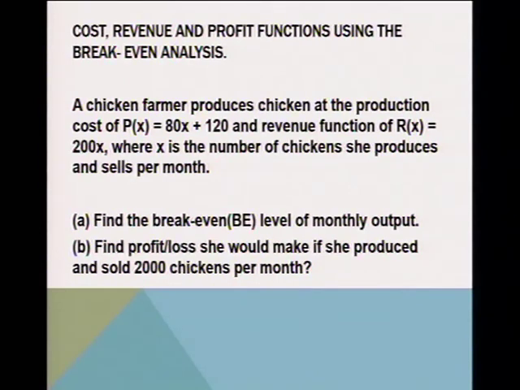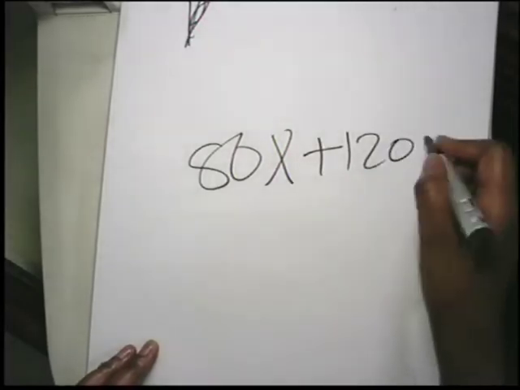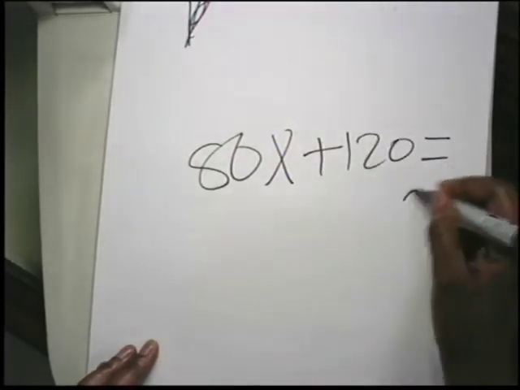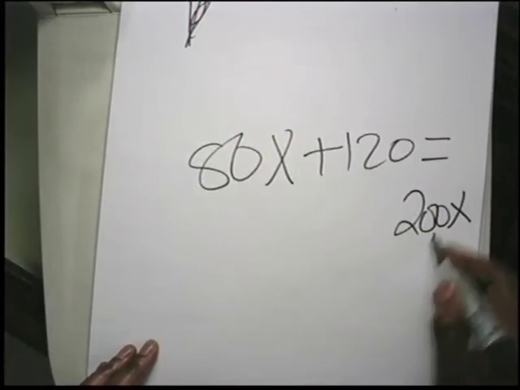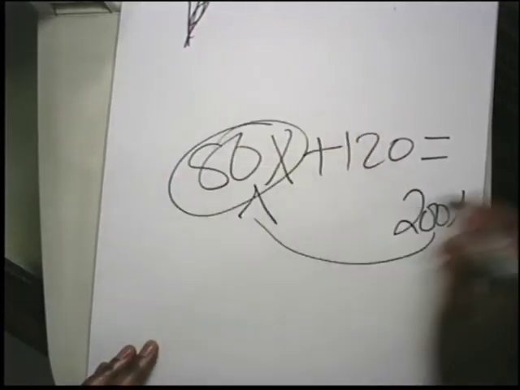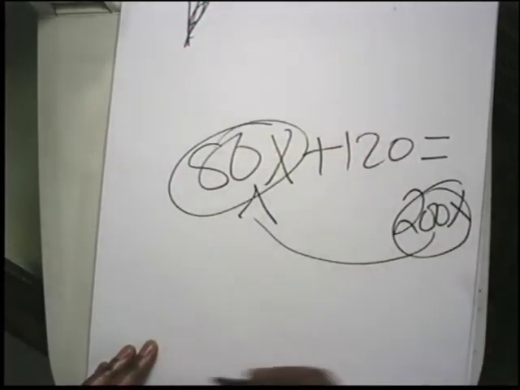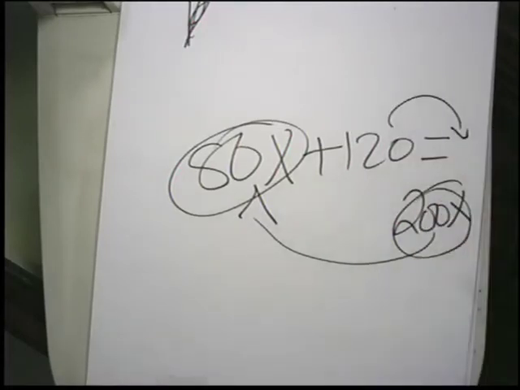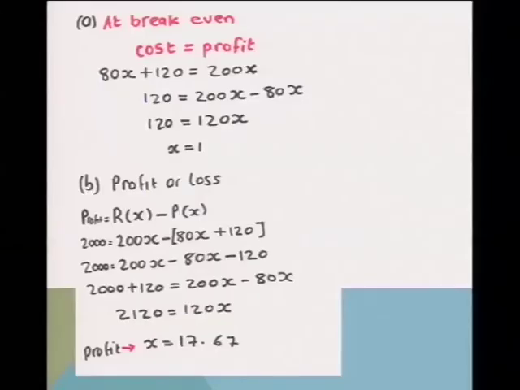You are given 80x plus 120, which is equal to 200x. Collect like terms on one side. This term and this term are alike. You bring them to one side and then take the 120 to the other side. So for x, that is done for you there. So for you to break even, you need to produce only 1 unit.